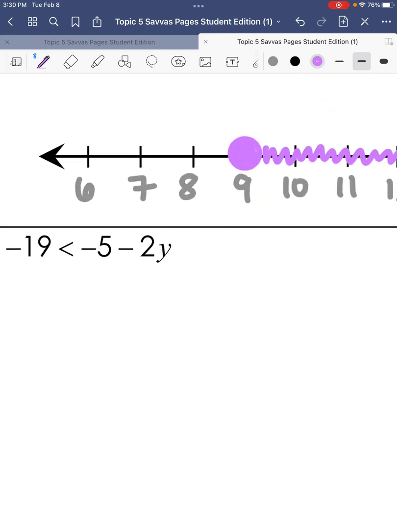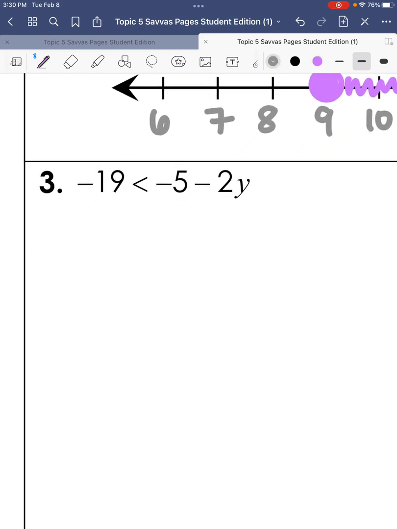Okay, moving on to number 3. I'm going to first draw a line down my inequality symbol. And I'm trying to get this y right here by itself. So what do I have to undo first? The -5 or the -2? We want to start away from our variable, farther away from the variable, and work our way in close towards it. So I want to undo this -5 first. Well, how do I undo a -5? I add 5. So I'm adding 5 on both sides of my inequality symbol.